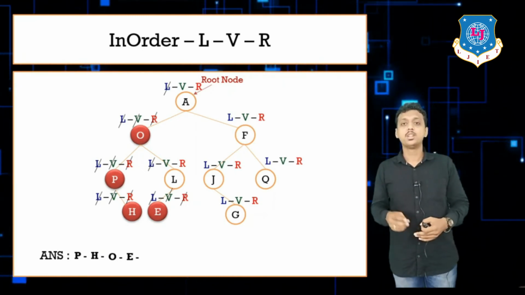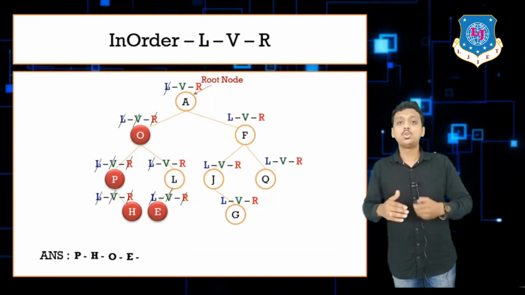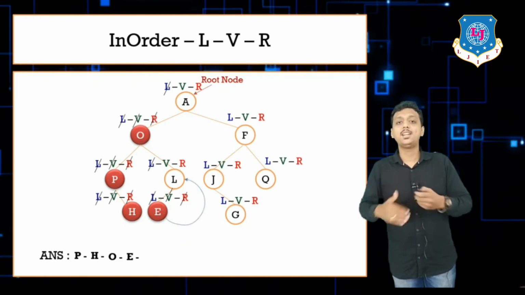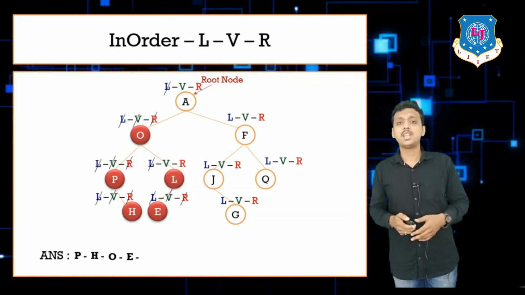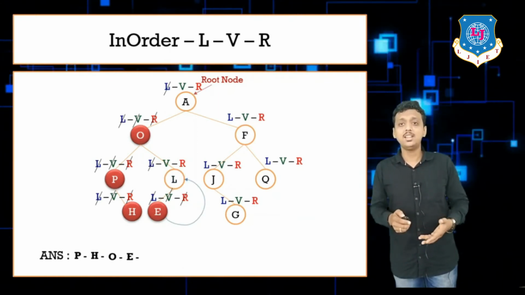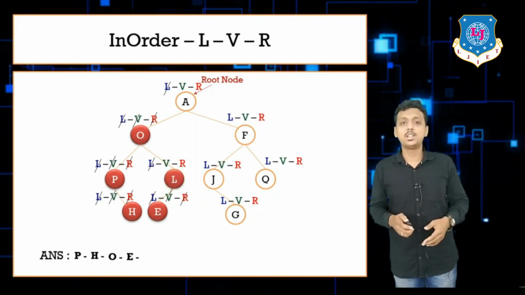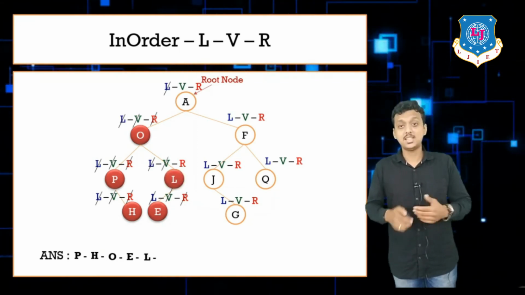Now again, all three, L, V and R, are already cut down for node E. Now what to do? If all three are cut down, then again students, what to do? You just need to move towards the parent node. Now E's parent node is L. You just move towards the L. Now what is the next operation remaining on L? That is visit. So just do visit of L, write down the L in the answer and then move towards the next, that is R.